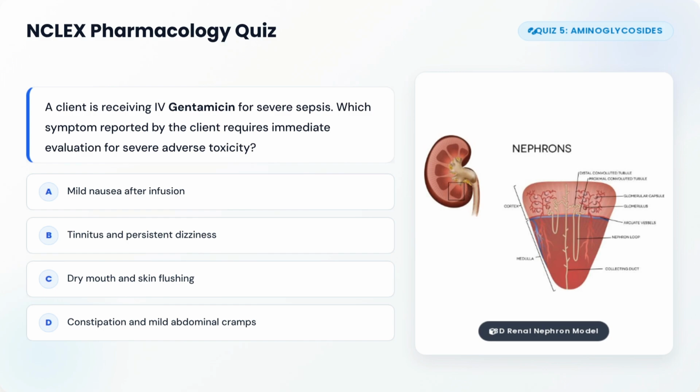Let's review anti-infectives. A client is receiving IV Gentamicin for severe sepsis. Which symptom reported by the client requires immediate evaluation for severe adverse toxicity? A. Mild nausea after infusion. B. Tinnitus and persistent dizziness. C. Dry mouth and skin flushing. D. Constipation and mild abdominal cramps.